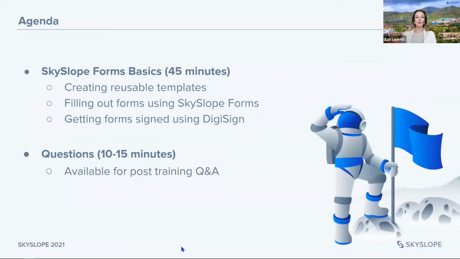Okay? So today's agenda is going to start with creating reusable templates. We have a lot of time savers within SkySlope Forms, but this seems to be a crowd favorite because it really does save you time. So we'll create a template today and apply it to a file and fill out some forms. And then we'll walk through the signing experience so you can see what your client will actually experience when they're signing the documents.